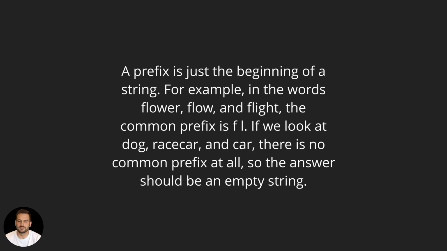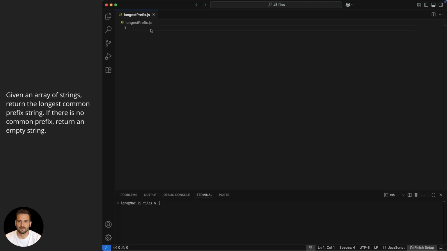be an empty string. First, let's set up our example inputs as variables so we can reuse them in tests. We create s1 equals an array of flower, flow, flight. Then, we create s2 equals an array of dog, racecar, car. Then, we create s3 equals an array of interstellar, internet, and internal. And the last one, we create s4 equals an array of apple, apricot, and ape.